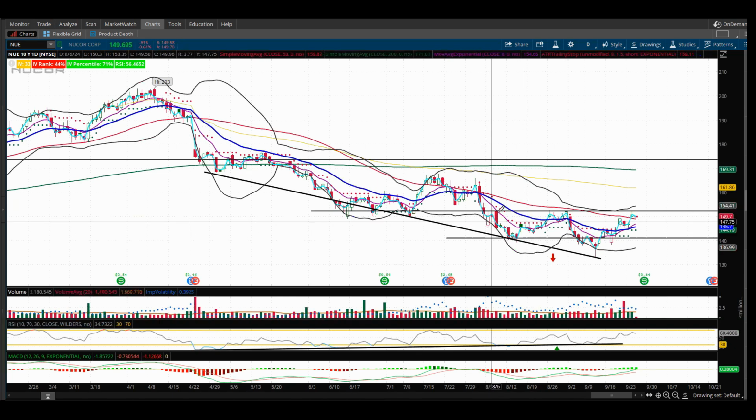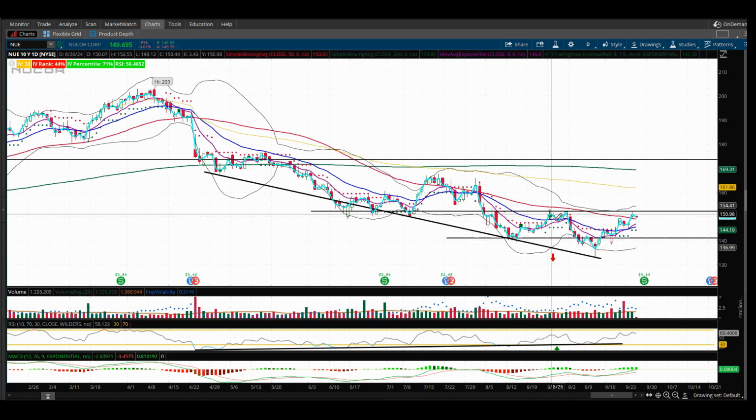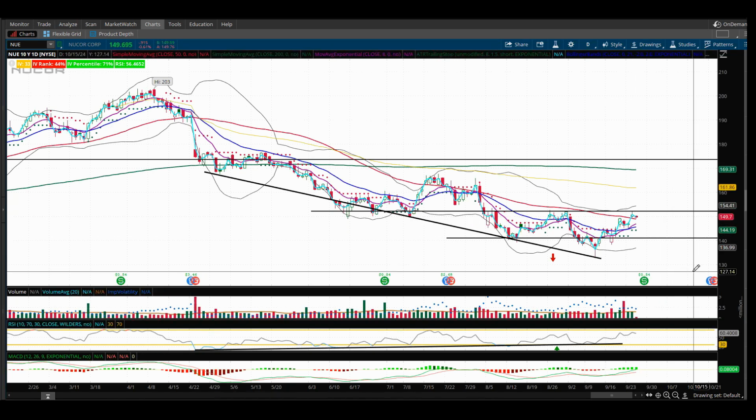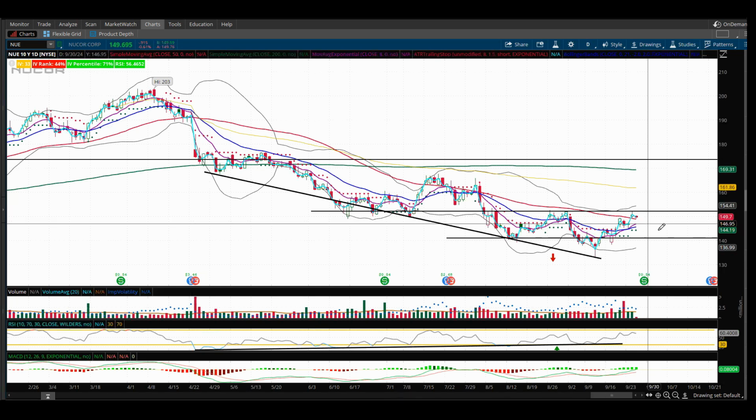So now we've had one test of it here, another test of it there, a third test, and now we're coming up to the fourth test. When you start to see a stock doing this, you want to watch to see what the next move is going to be. It's possible this could just roll over and continue to make new lows. But just because of everything else that we've seen, I don't think that's very likely at this point.